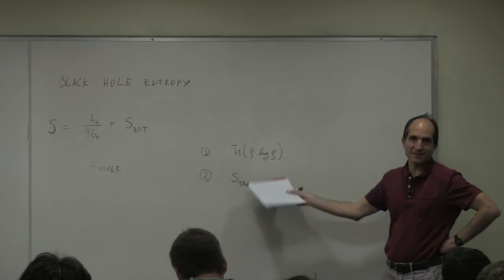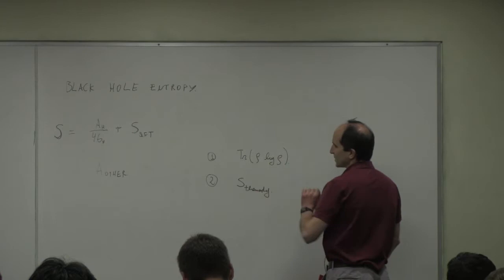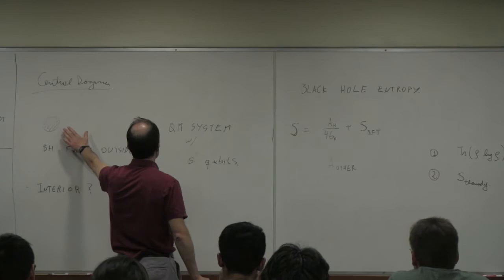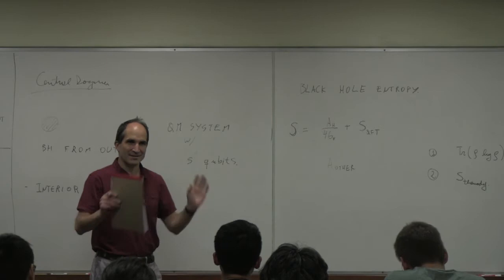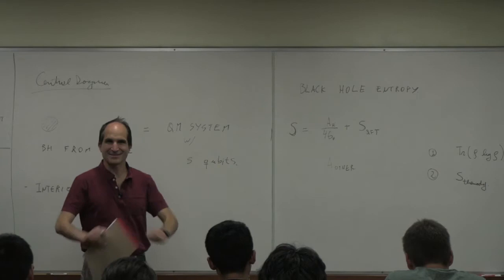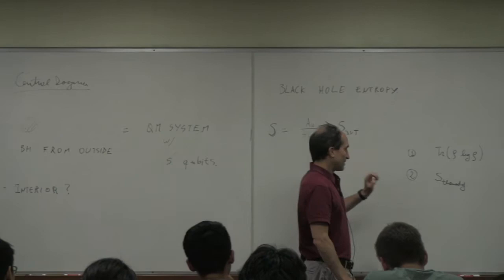So trace rho log rho would be the entropy of the quantum system, the full entropy of the quantum system, if we are allowed to do arbitrarily complicated measurements. We do whatever we want. We evolve the system forwards in time, backwards in time. That's considered easy. And any other thing we can do from the outside. We determine the density matrix, and then we compute this. That's what's called the fine-grained entropy.